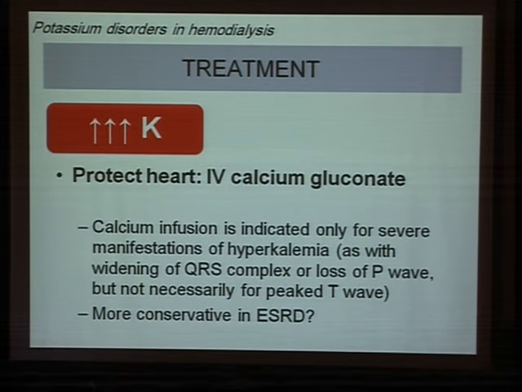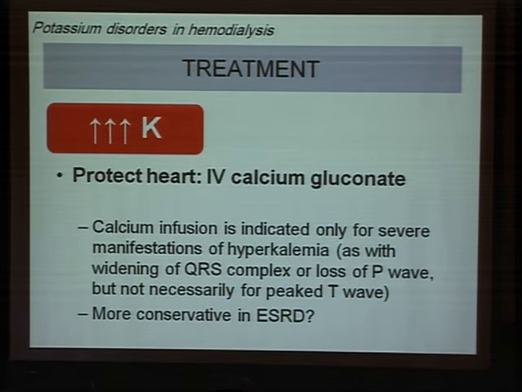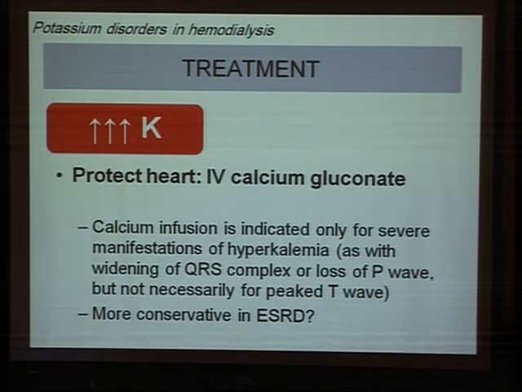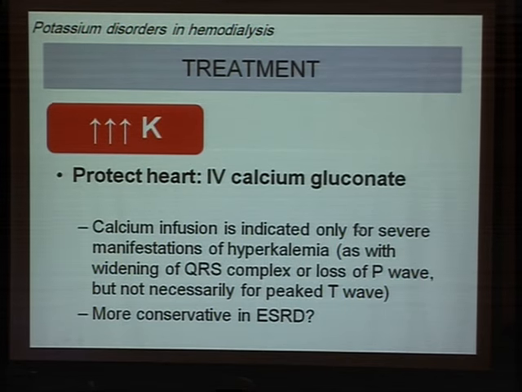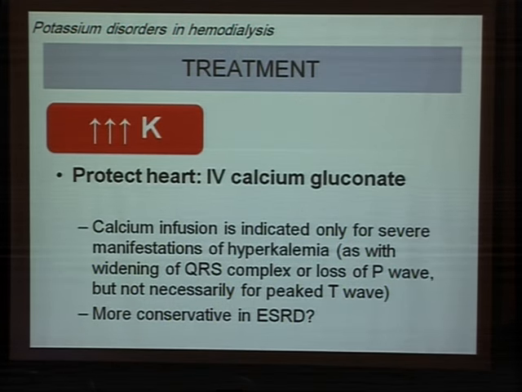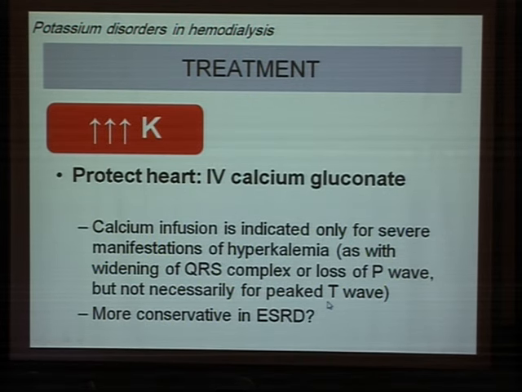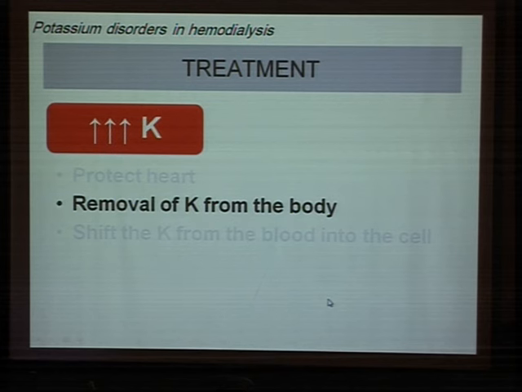This is number one. Number two, you have another concern about metastatic calcification with the use of IV calcium. So don't rush, don't give every patient IV calcium, leave it for special situations. If the patient is in a situation of rapid rise of potassium, like hypercatabolism, especially if he has high levels or ECG findings apart from peaked T wave, then give IV calcium.